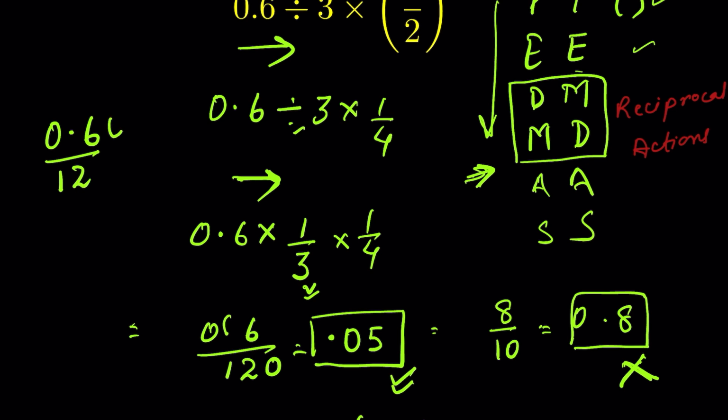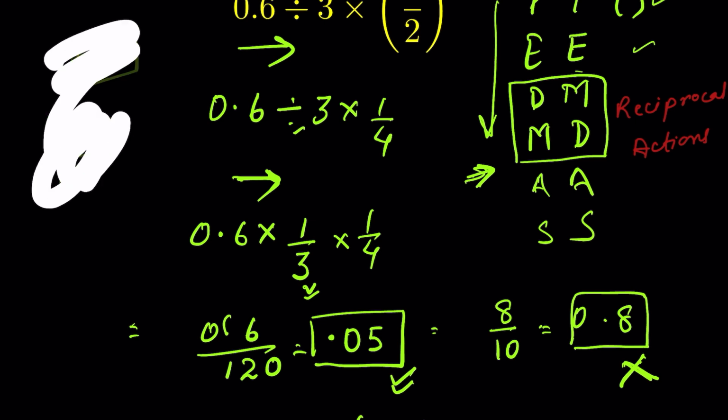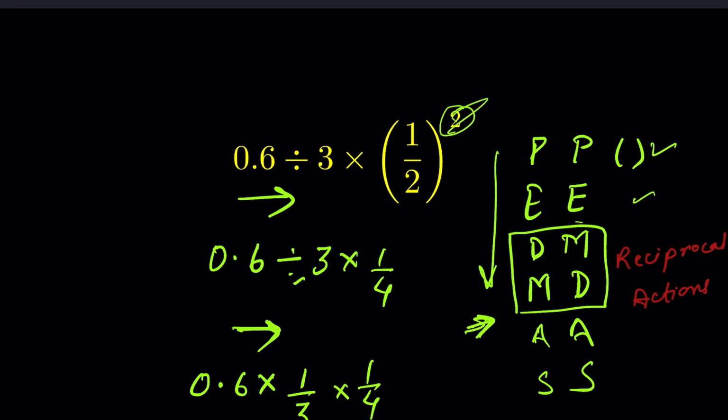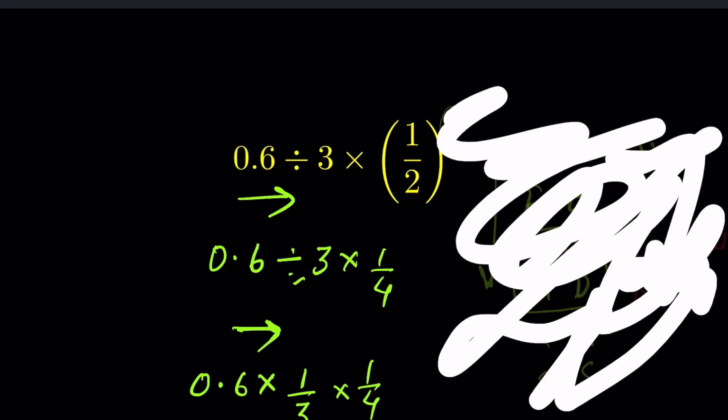You write a 0 here. 12 times 5 is 60. And to put the decimal, you count the digits, 1, 2. So it is 0.05. Or to better understand, we remove the decimal and then divide it. So it is 0.05. So the answer will be not 0.8, but it will be equal to 0.05.